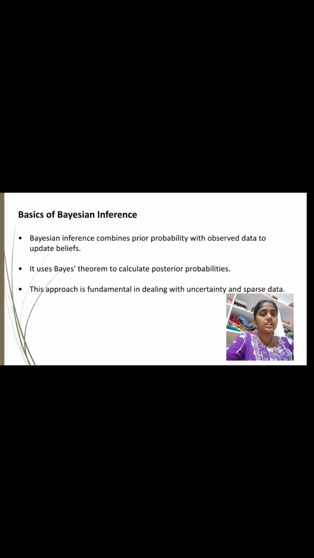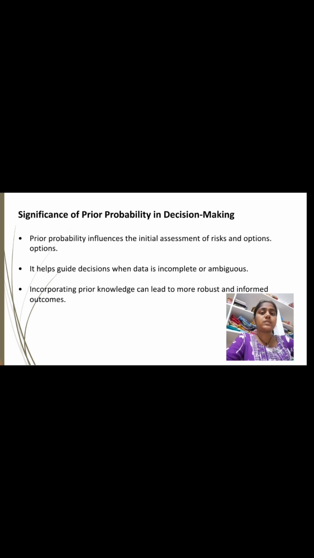Basics of Bayesian inference. Bayesian inference combines prior probability with observed data to update beliefs. It uses Bayes' theorem to calculate posterior probabilities. This approach is fundamental in dealing with uncertainty and sparse data. Significance of prior probability in decision making. Prior probability influences the initial assessments of risk and options. It helps guide decisions when data is incomplete or ambiguous. Next, incorporating prior knowledge can lead to more robust and informed outcomes.